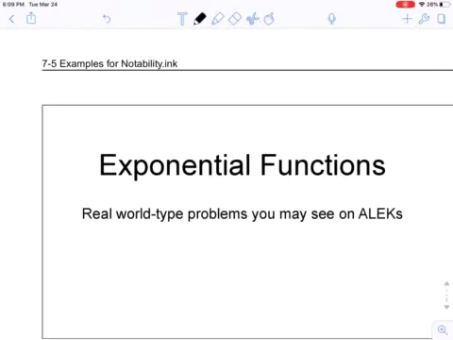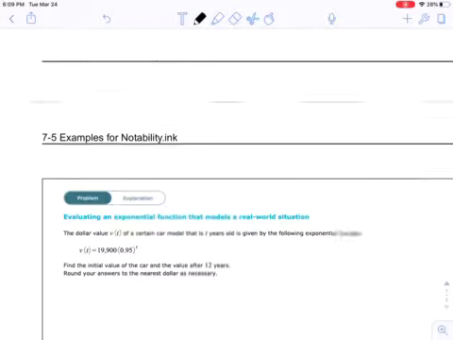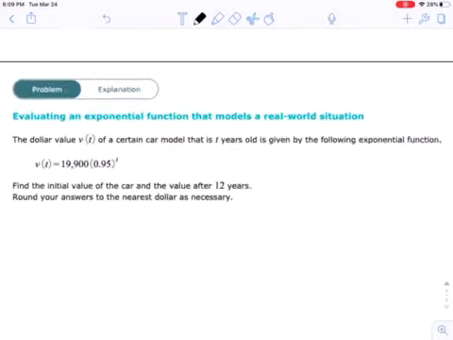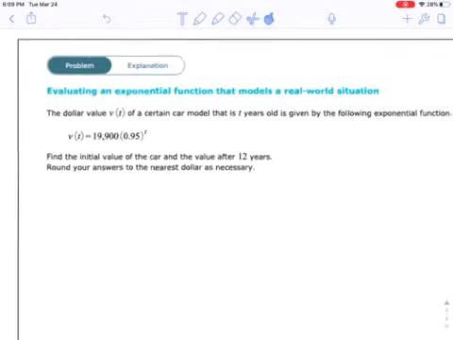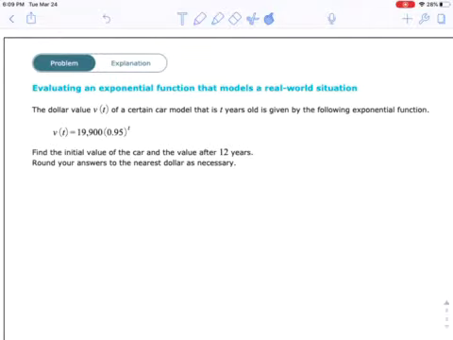So let's take a look at this and look at a couple common sense kind of things that we're going to see. All right, so the problem, and I'll make this a little bigger so you can read it, to start with, says the dollar value v of t of a certain car model that is t years old, however old it is, is given by the following exponential function. And what it has there is v of t is equal to 19,900 times 0.95 raised to the t power.